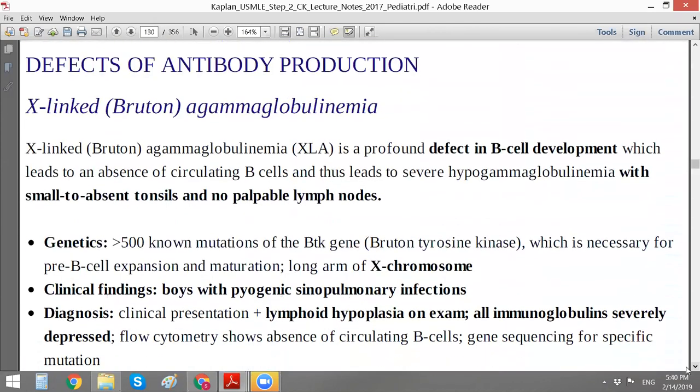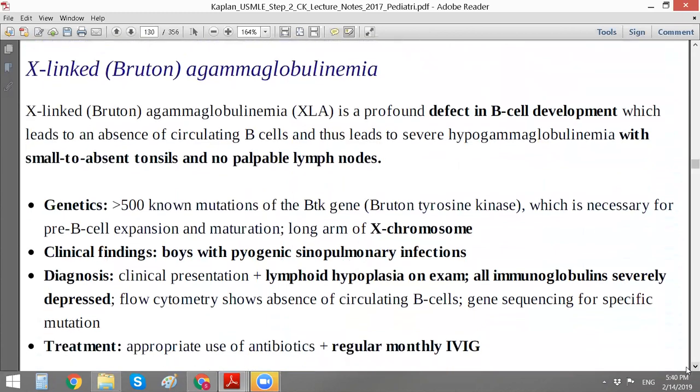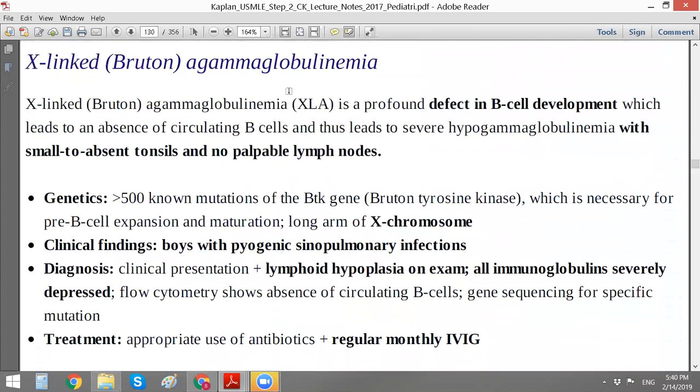Defects of antibody production. X-linked agammaglobulinemia. It's a profound defect in B cell development, leads to an absence of circulating B cells. All the B cell production areas are low. Small to absent tonsils, no palpable lymph nodes. Genetics: greater than 500 known mutations, long arm of X. Boys with pyogenic sinopulmonary infection.